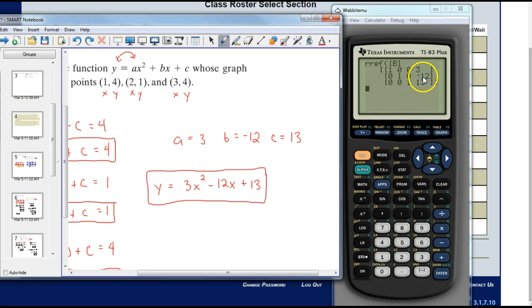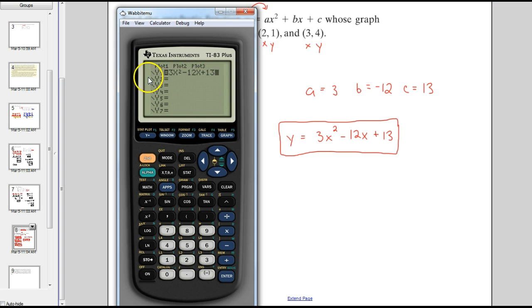A was 3, B was negative 12, C was 13. Y equals ax squared, that's 3x squared, plus bx, b is negative 12, minus 12x, plus c, plus 13. Okay, now I'm going to put this in my y equals. I'll just press y equals and type in our quadratic that we got. I'm going to press graph. Well, I'm going to hit zoom 6 to make sure I'm in the standard window.